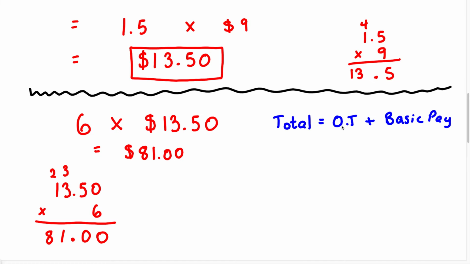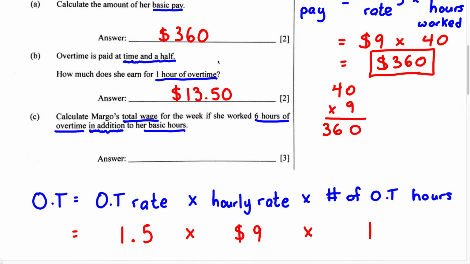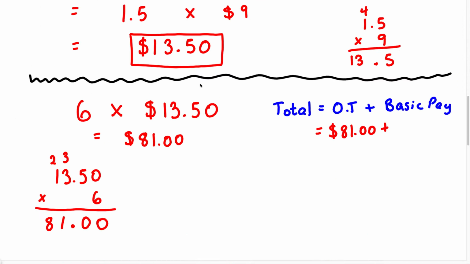Now for the overtime, we know she's going to get $81 overtime if she works 6 hours. So we're going to write $81 plus her basic pay, which we know is going to be $360. Now we're going to set this problem up. We can say $360 plus $81. We're just going to add the cents part for the $360. So we're going to add a decimal point and 0 cents.